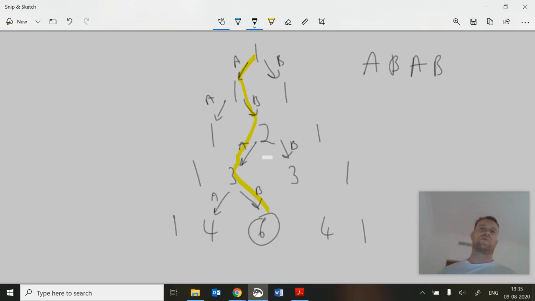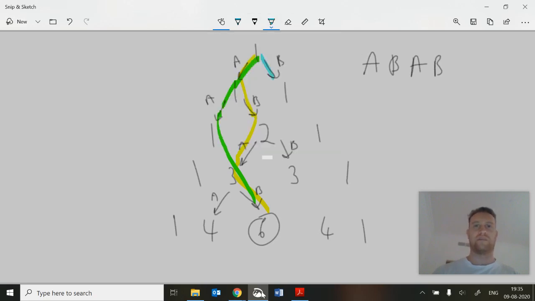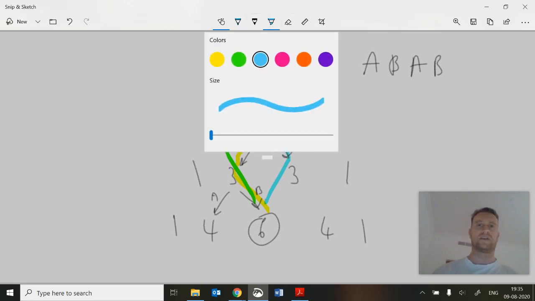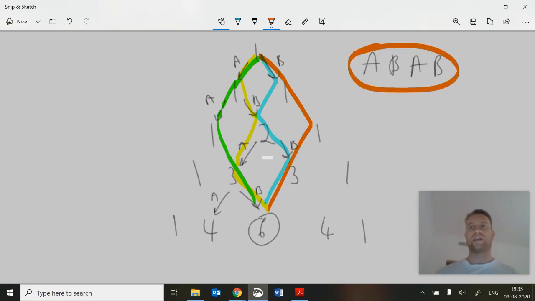Okay, but I could have chosen a different version of that. I could have done A, B, B, A. Or I could have done a different version of that. I could have done B, A, B, A. Or, I mean, there's other ones, right? And the question is, how many are there? Could have done B, B, A, A. B right, A left. So it comes down to how many different ways are there through the diagram.